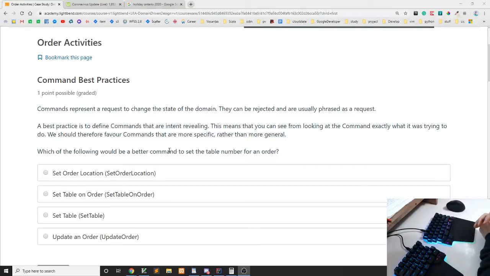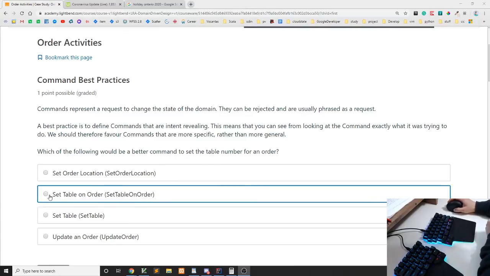Which of the following would be a better command to set the table number for an order? Set table number for an order. Set table on order. Set table on order.